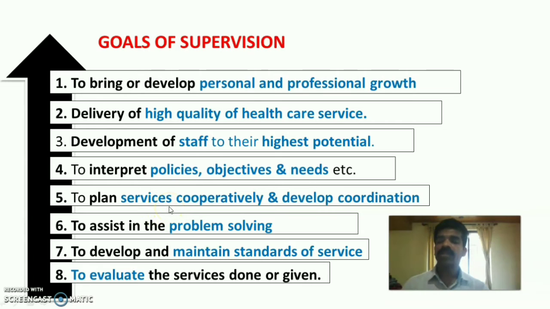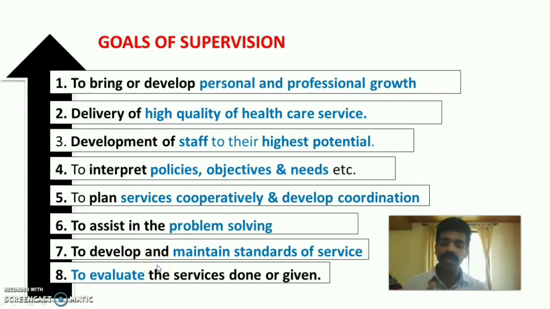Then fifth one is to plan services cooperatively and develop coordination among the employees. That is, work as a team with team spirit. So the fifth goal is to plan services cooperatively between the workers and develop coordination among the workers. The sixth goal is to assist the workers in problem solving. So to assist the workers in different problem solving.